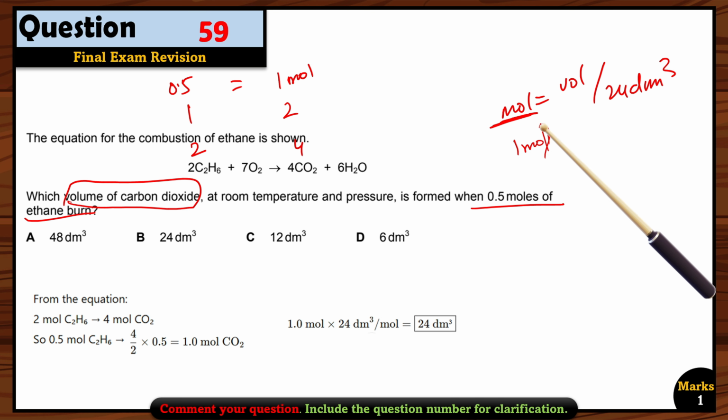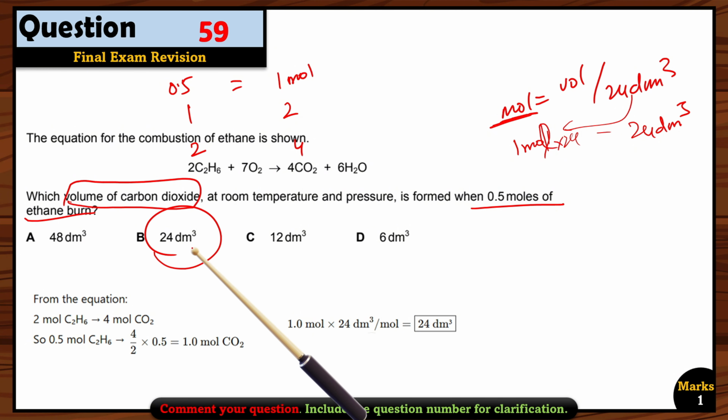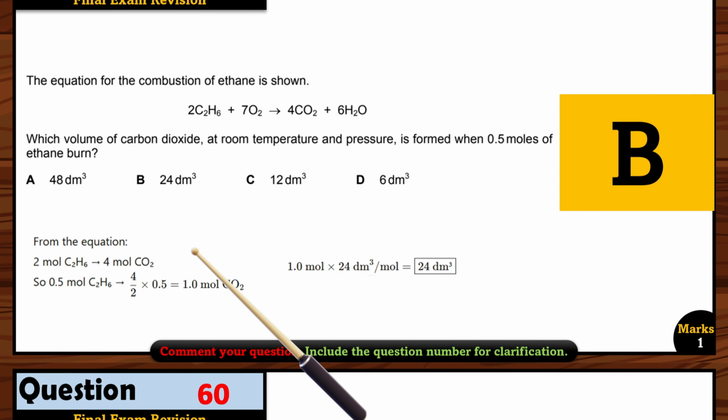Okay, so now if you have 1 mole and you multiply this by 24, your answer will be 24 dm cube. So how much carbon dioxide will you get? 24 dm cube. That is option B. So option B is the right option.